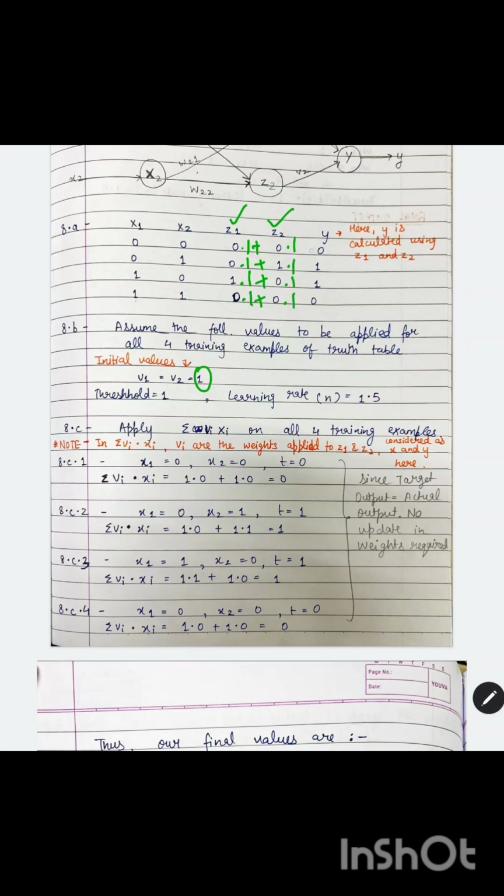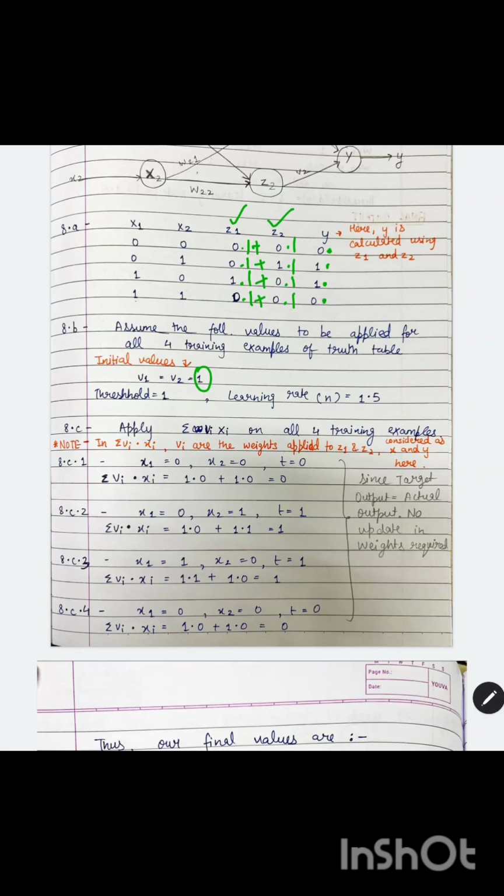So what is the value of sigma for the first case? 0 into 1 plus 0 into 1. 0 into anything is 0, so it is same. So this is actual as well as target. Now we get 0 into 1 plus 1 into 1. We get 1. So this is 1, which is actual also and target also. Now we get 1 into 1 plus 0 into 1. So we get 1 as the answer. So it is same as the actual. Then 0 into 1 plus 0 into 1. So 0 into 1 means 0 plus 0 into 1 means 0. So actual and target are same.